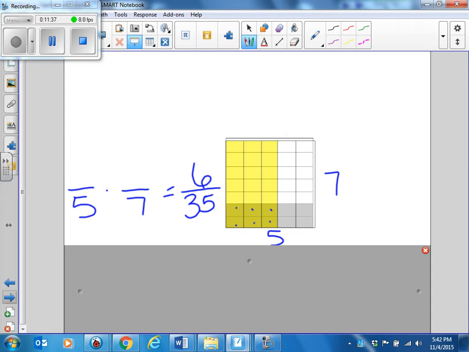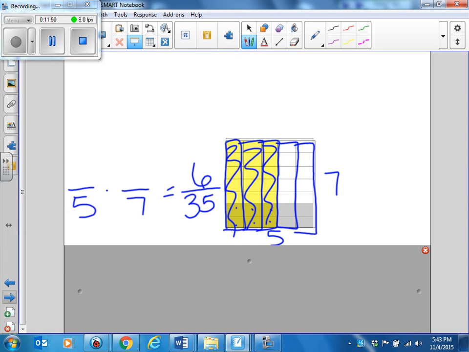So we have 1 column, 2 columns, 3 columns, 4, 5. And there's 3 that are shaded all the way down. Notice there's 3 shaded yellow.